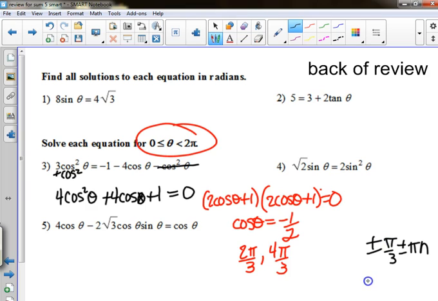Is that okay for that answer? No, because pi over 3 doesn't have a cosine of negative 1/2, right? Is that the same thing? Does that cover both of those? Look at your unit circle.